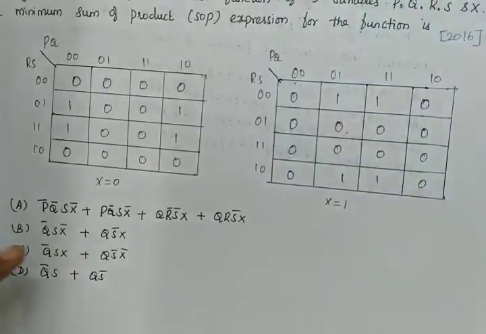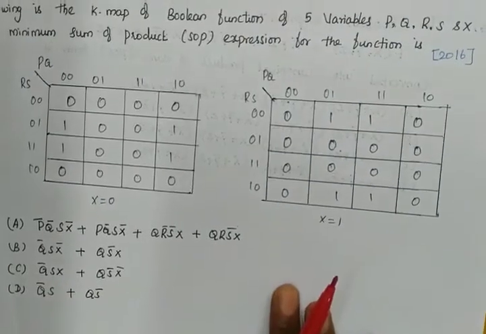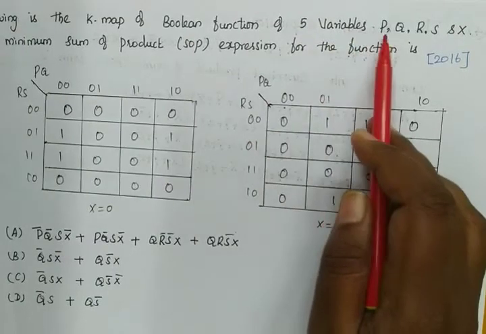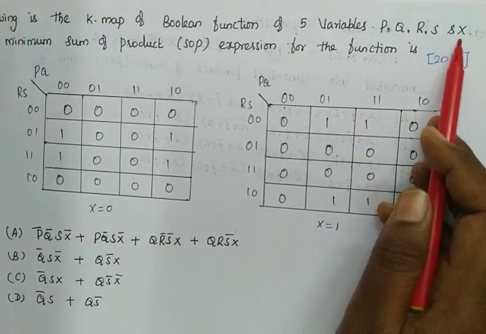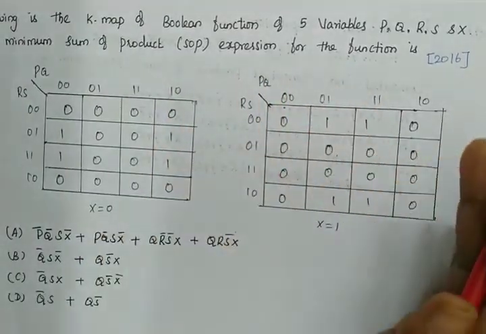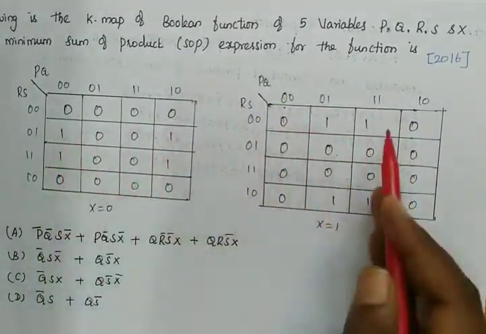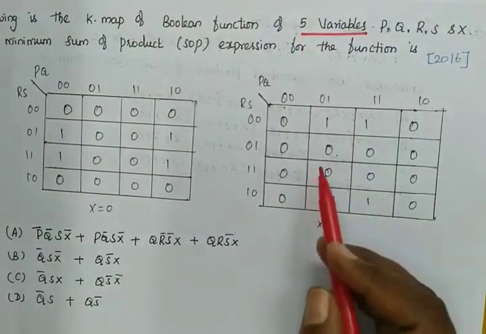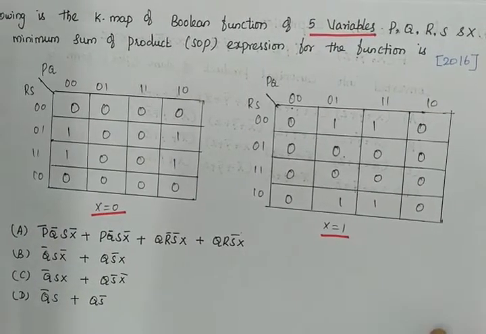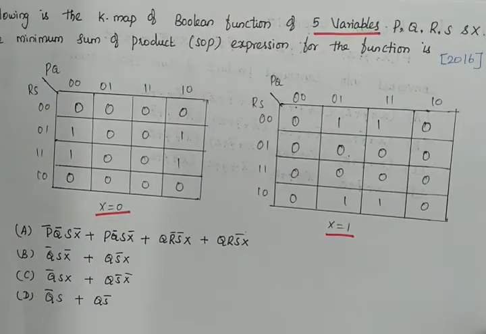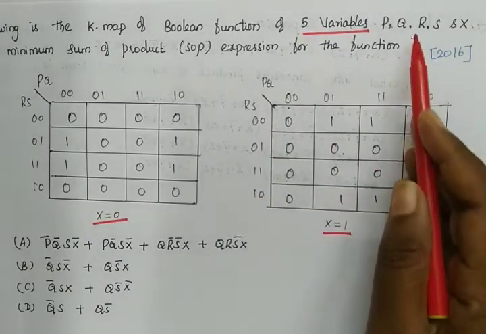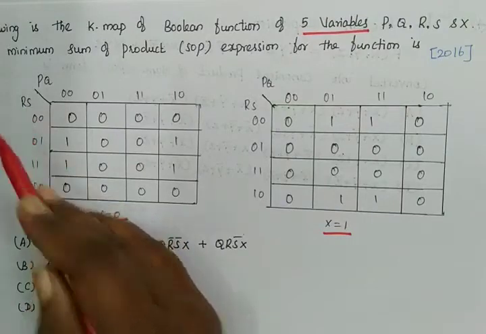Now let us move on to the next question. Following is the K map of a Boolean function of 5 variables P, Q, R, S and X. The minimum sum of products expression for the function is... What they have given is a 5 variable K map, where X is equal to 0 and X is equal to 1. We have already seen the 5 variable K map. If you want, you can see it in another video I have uploaded. So here we have P, Q, R, S and X.